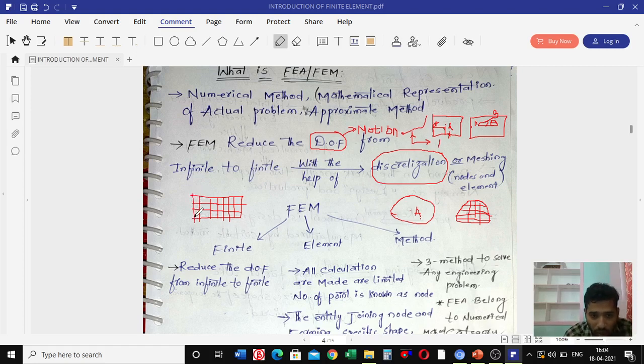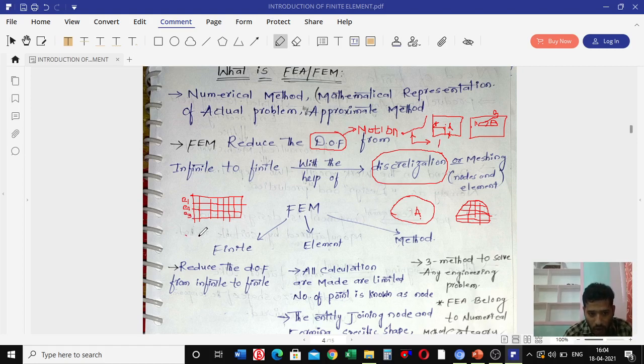1, 2, 3, 4 nodes are there. Elements should be E1, E2 and E3. So first of all, you have to know about what are nodes and elements.